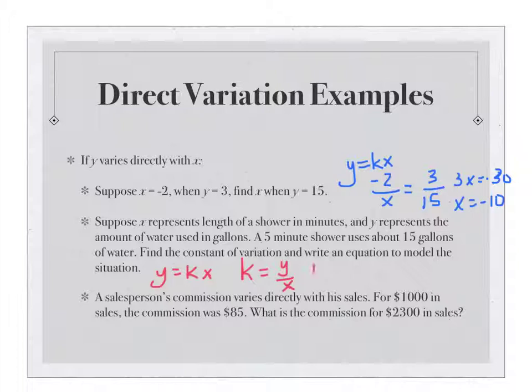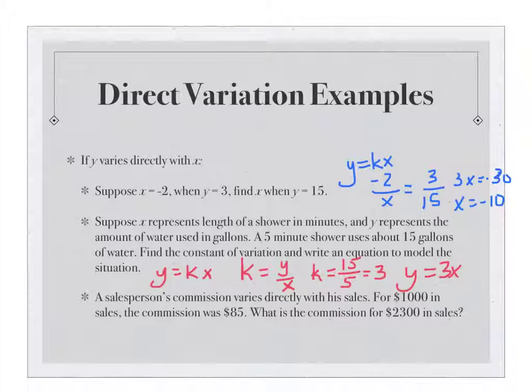So if you ever want to find the constant of variation, just put the Y value over the X value they give you. So in this case, 15 over 5. And boom, constant of variation. To write the equation, you just write it as Y equals K times X. Y equals 3X. Awesome.